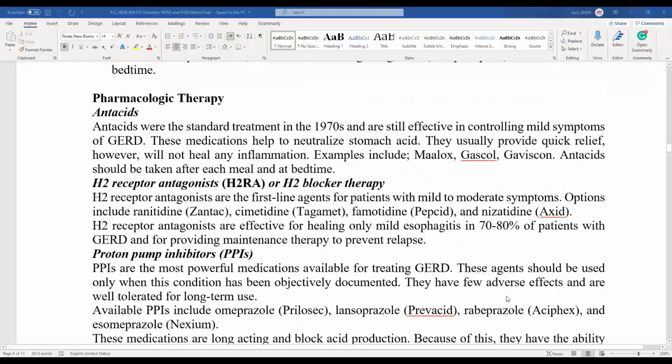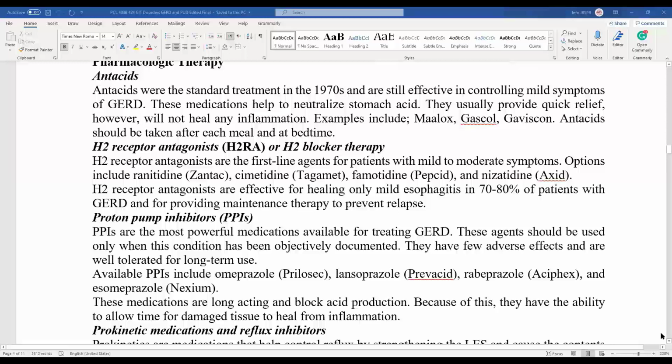These are actually effective in healing mild esophagitis in about 70 to 80% of the patients. Then we can also give our patients proton pump inhibitors. This one, they are quite powerful, and we should be careful in giving them to our patients. They shouldn't be our first line. We start first, like, what did we say we should start first with? No. Before going to drugs.